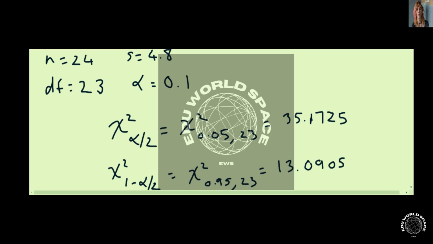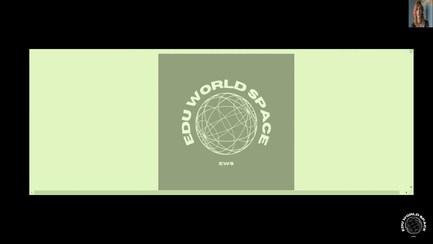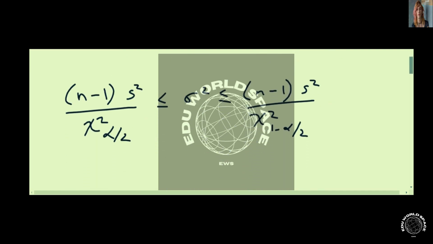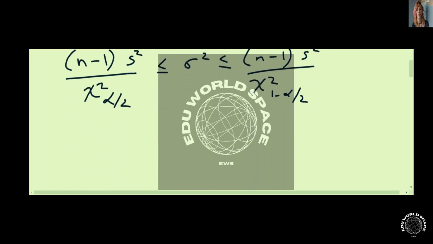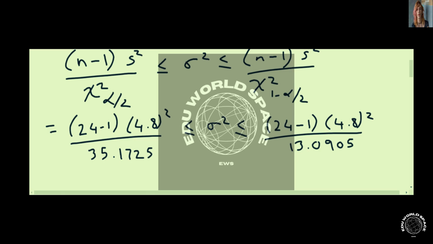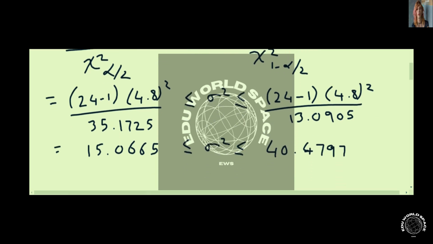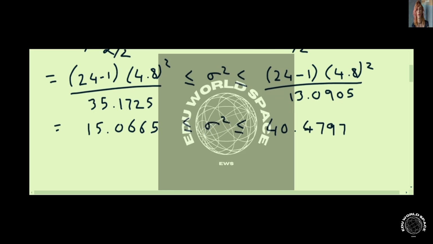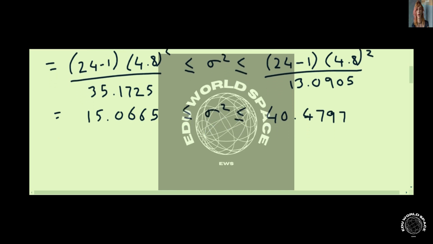Now that we have the two critical values, we can move on to find the confidence interval for the population variance. This here is the expression for the confidence interval for the population variance. Now, subbing the values we have, we get the lower boundary of our confidence interval as this expression here, and the upper boundary as this expression here. Simplifying further, we get the lower boundary as 15.0665 and the upper boundary as 40.4797. Now, this is the confidence interval for the population variance.